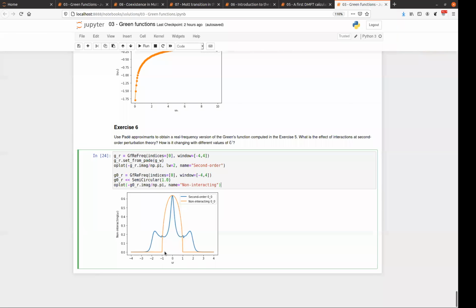But in an interacting system, this typically disappears, because for a realistic system there's never such a thing as a discontinuity in the derivative. It's always smooth, and so those things tend to disappear. Okay, thank you.